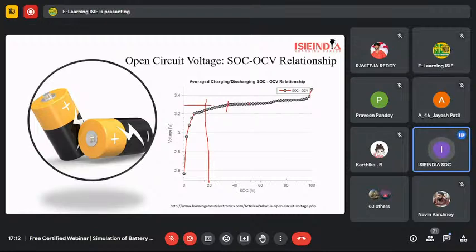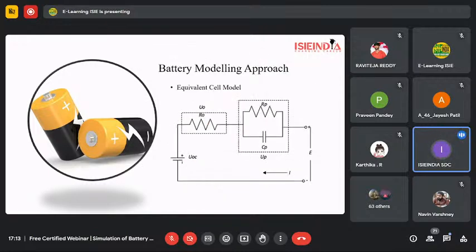Most of the time, the battery remains at this potential only. This is the upper cutoff, which means beyond this value the battery voltage should not go, and this is the lower cutoff. So this is how the SOC and OCV relation of a battery works, or you can say the different voltage observed at different SOC.